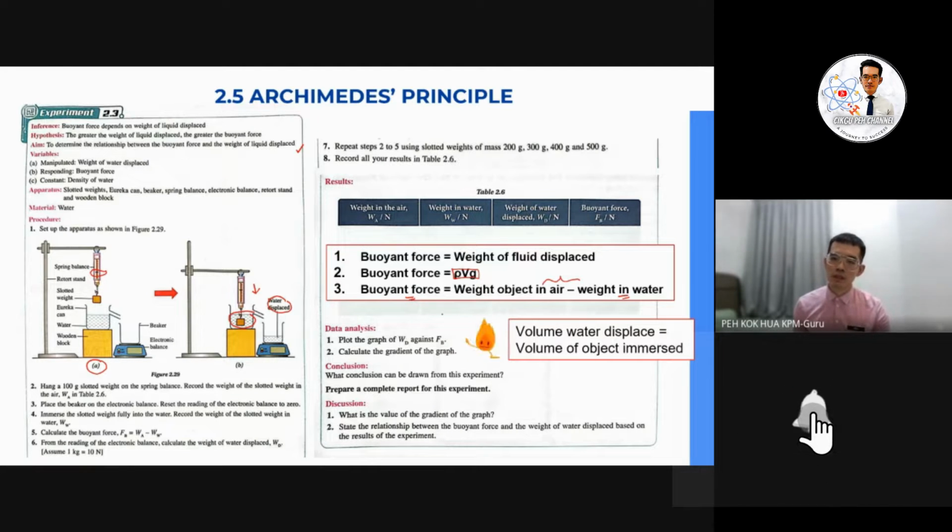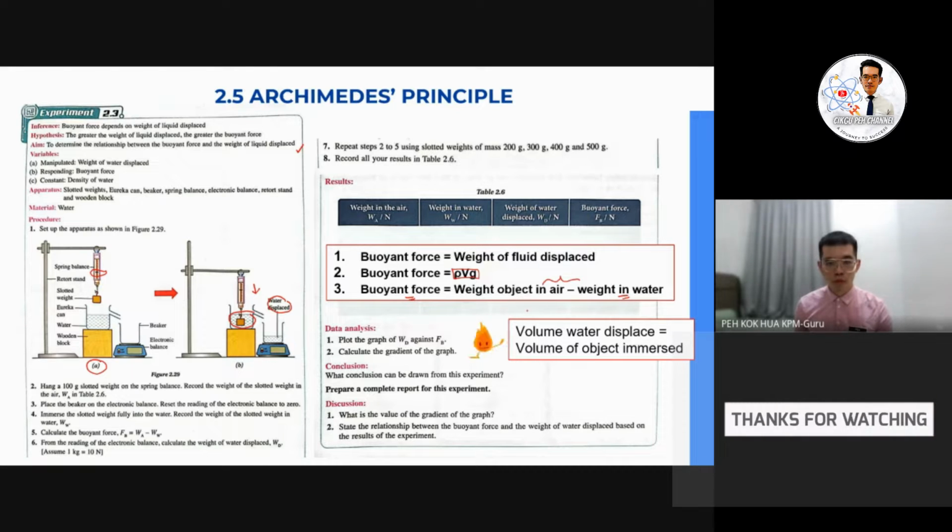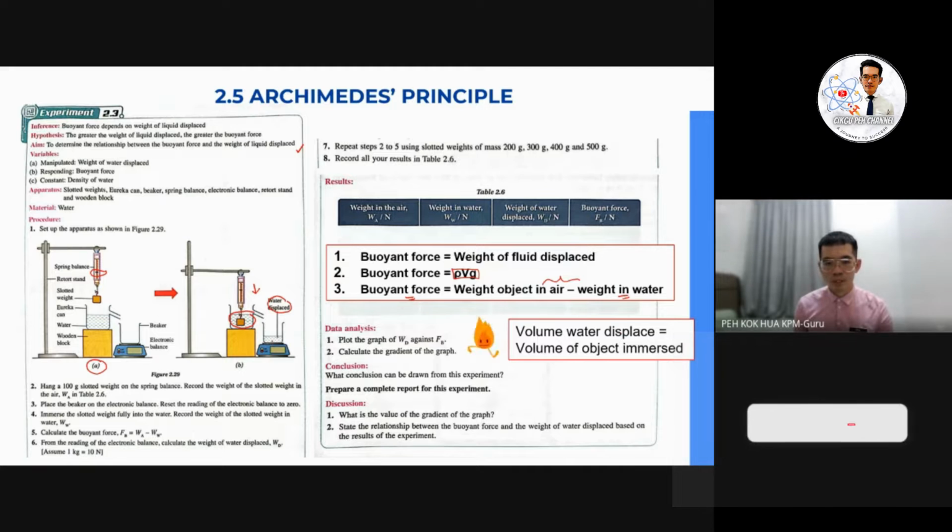However, as we mentioned, I will do some modification for this experiment. So we will relate that the volume of water displaced, which is at the beaker here, will be equal to the volume of the object immersed.